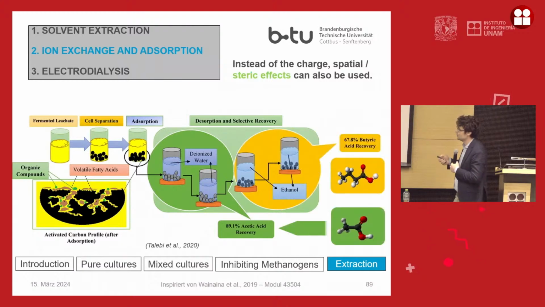And if you now wash the biochar again with ethanol, then you can wash off all the butyric acid. So this gives you the possibility to selectively take out some of the organic acids from your fermentation. But then in the end, it's not too clean, and you have to treat it again, I don't know, by distillation or some chemical methods to clean it from other substances.